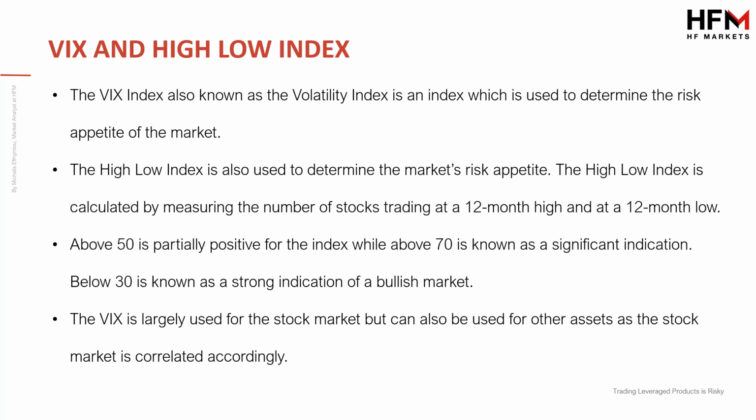Another indication to help you determine the risk appetite of the market is known as the high-low index. What is the high-low index? It's there to determine the market's risk appetite. The high-low index is calculated by measuring the number of stocks within the index which are at a 12-month high, and the number of stocks within the index which are at a 12-month low. So for example, if we look at the NASDAQ, there's 100 stocks within the NASDAQ.